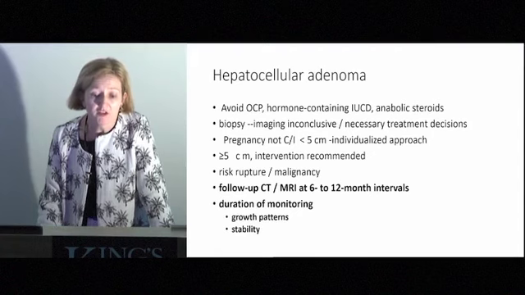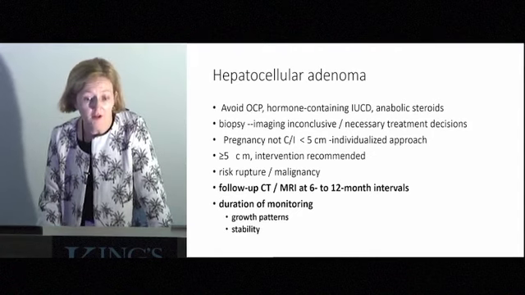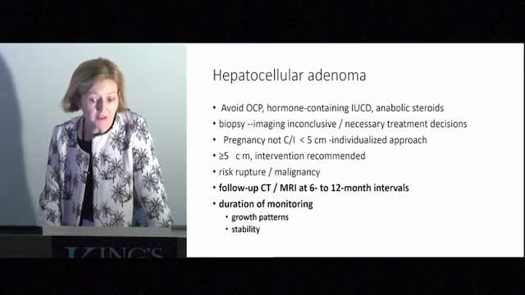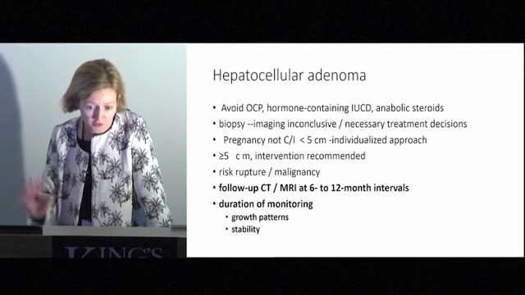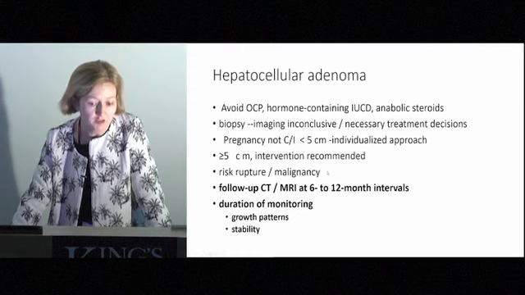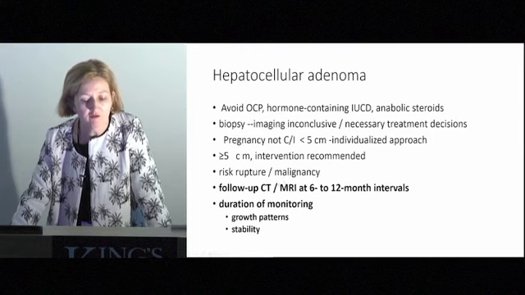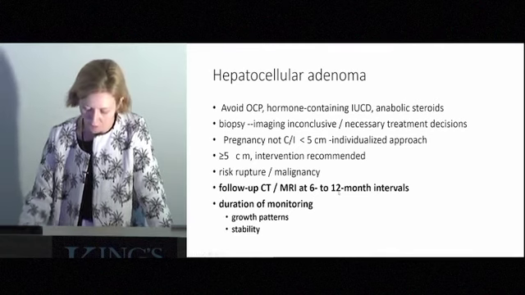So our advice for patients in whom we think have a hepatocellular adenoma is avoid the pill or any hormones. We will biopsy if the imaging is inconclusive or it's going to make a change in our treatment. We don't contraindicate pregnancy if they're less than 5 centimetres, but it is, as always, an individualised approach. And if it's greater than 5 centimetres, we definitely would recommend intervention. They will initially have a follow-up MRI, not a CT, at 6 to 12-month intervals. And then as the lesion becomes stable, we will follow them up with ultrasound.